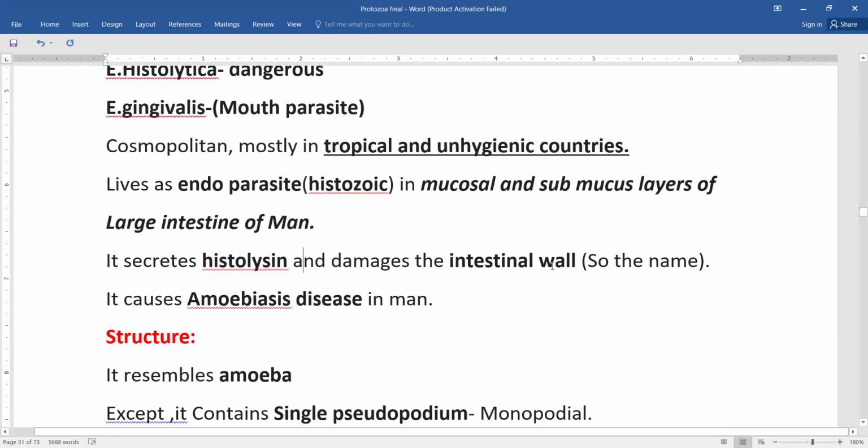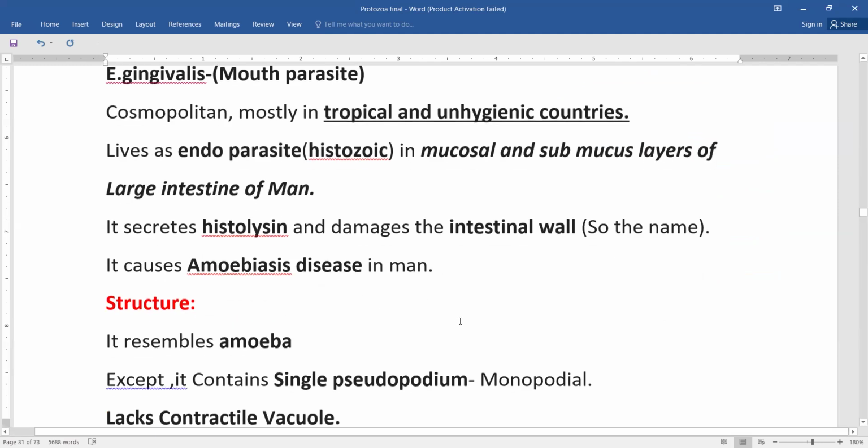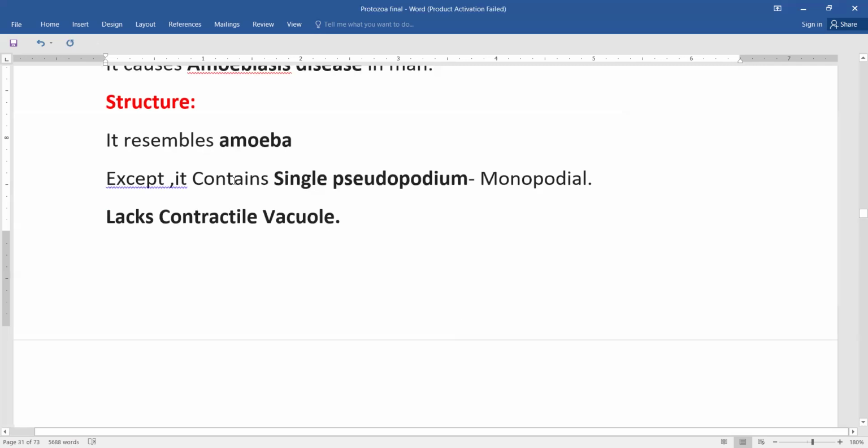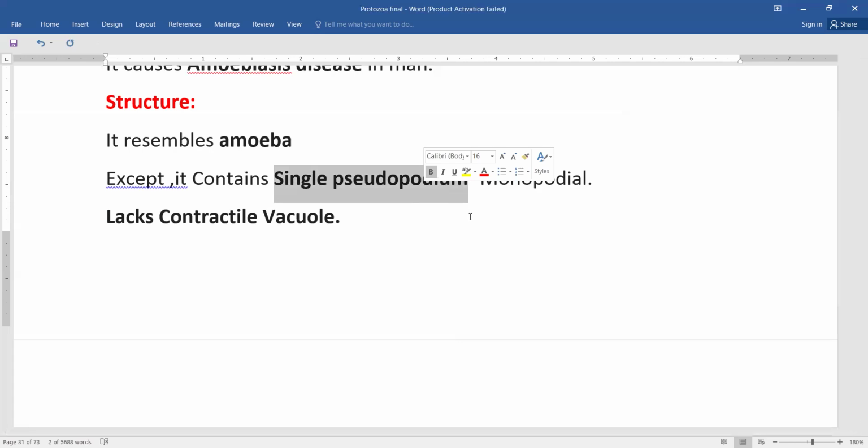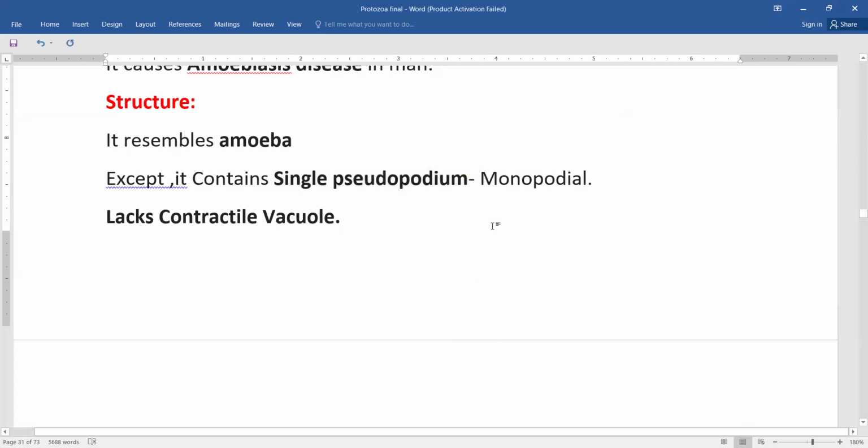It damages the intestinal wall, so the specific name histolytica is given. And it causes amoebiasis disease. That is a small introduction. It almost resembles amoeba, except it contains a single pseudopod. In amoeba, many pseudopodia are present, whereas in Entamoeba only a single pseudopodium is present. That's why such a condition is called the monopodial condition.